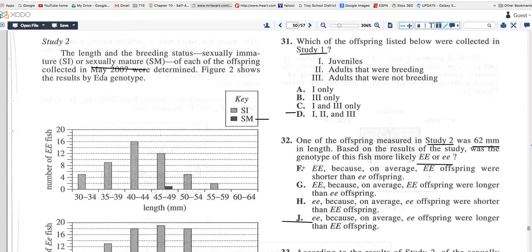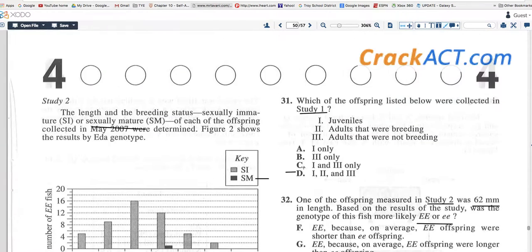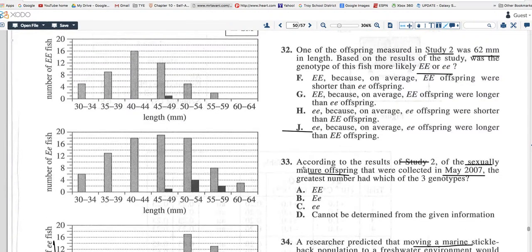Tomorrow Sunday? Yes, tomorrow Sunday. Wait, are we doing the whole test? We're doing a full test tomorrow. So bring a snack as well. It gets pretty cold down here. Wear layers if you want. Okay? Wait, like everything? Everything. It's a full ACT test tomorrow, except for writing. Okay? Alright.